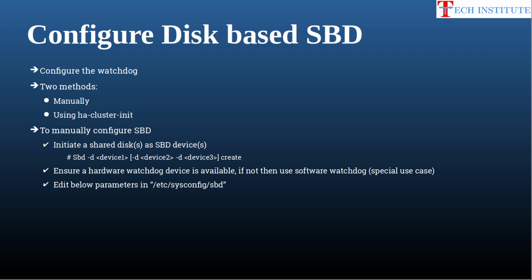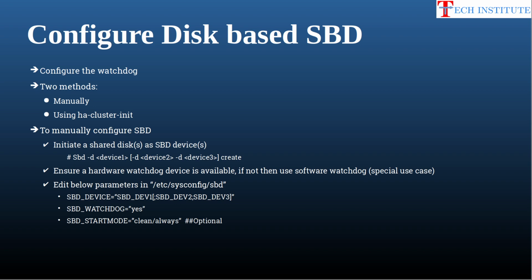And you need to edit the main sysconfig file for SBD, /etc/sysconfig/sbd. A few parameters you need to edit. The main thing is SBD_DEVICE. There you need to mention all the SBD devices, like device1;device2;device3, like that. And you put SBD_WATCHDOG=yes, so you are using the watchdog. And the start mode for SBD, whether you want it as clean or always. We'll see it in more detail in the start mode part later in this presentation.